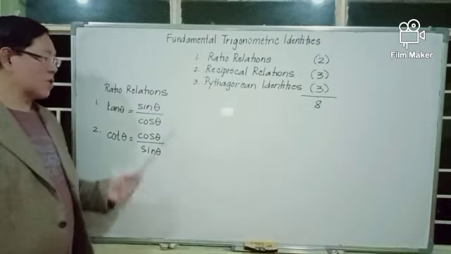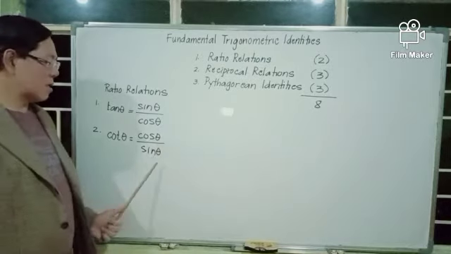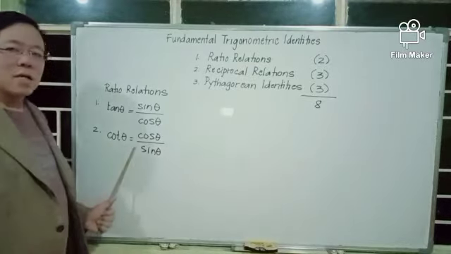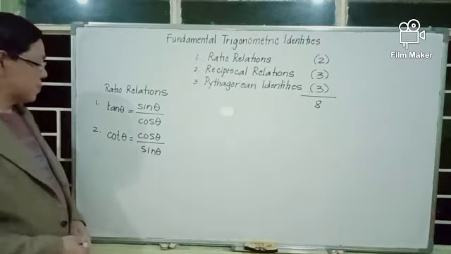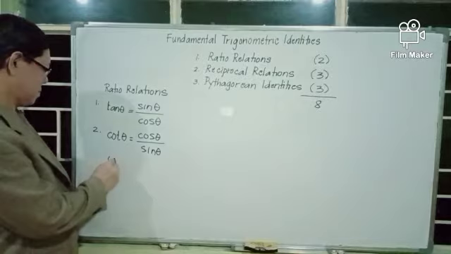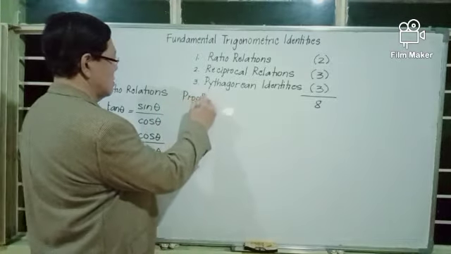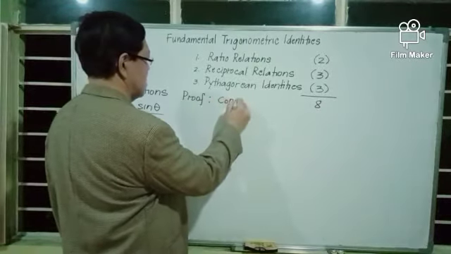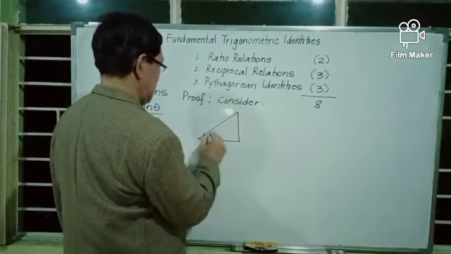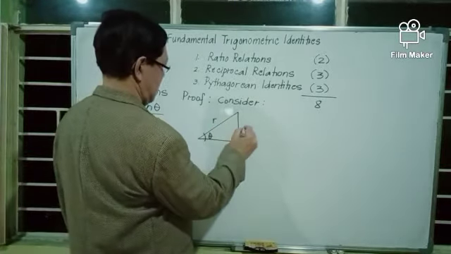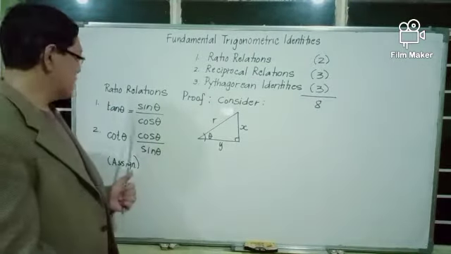These are the 2 ratio relations. The ratio of sine and cosine, or sine over cosine, is tangent. And cotangent theta is equal to the ratio of cosine and sine, or cosine over sine. I will prove the first ratio relation, and for your assignment, you prove number 2.